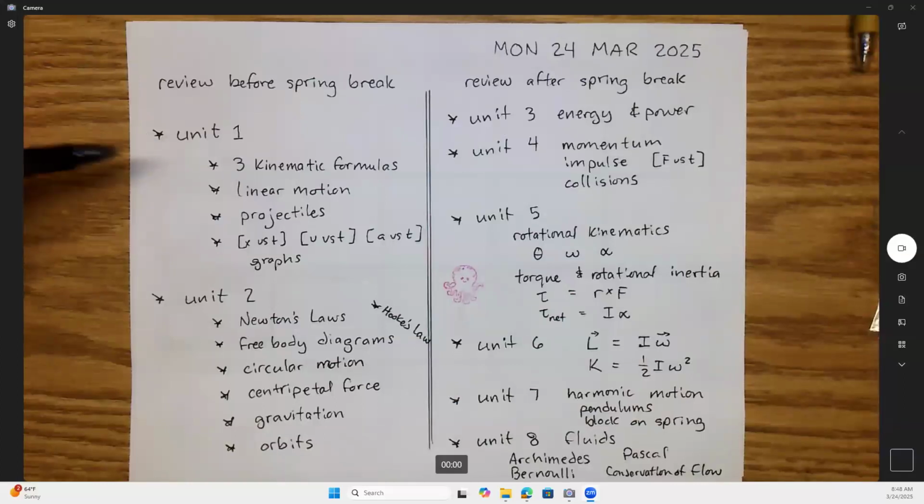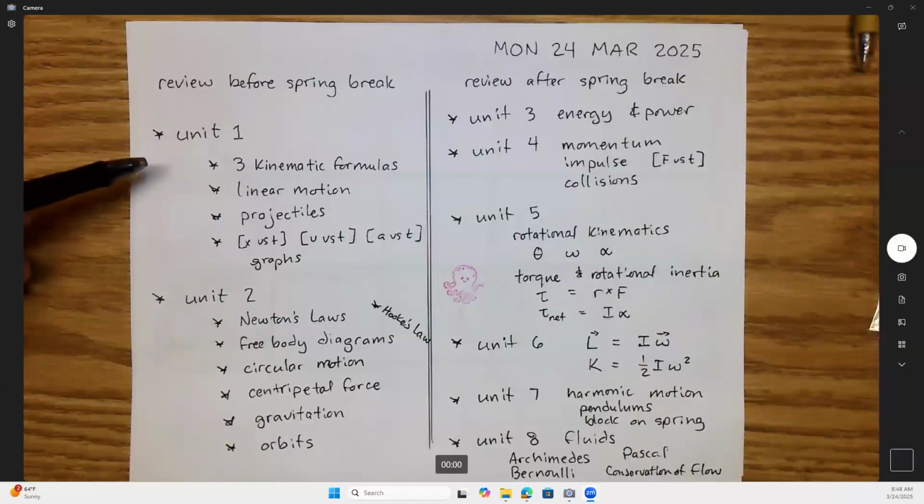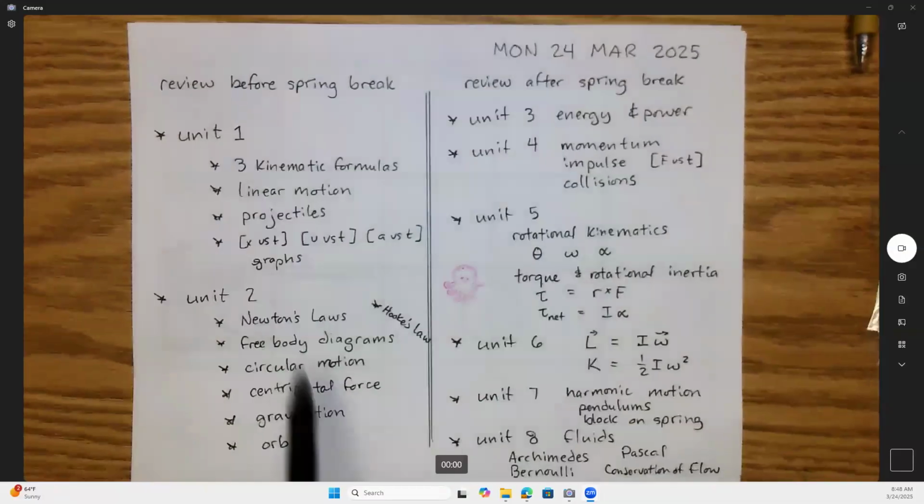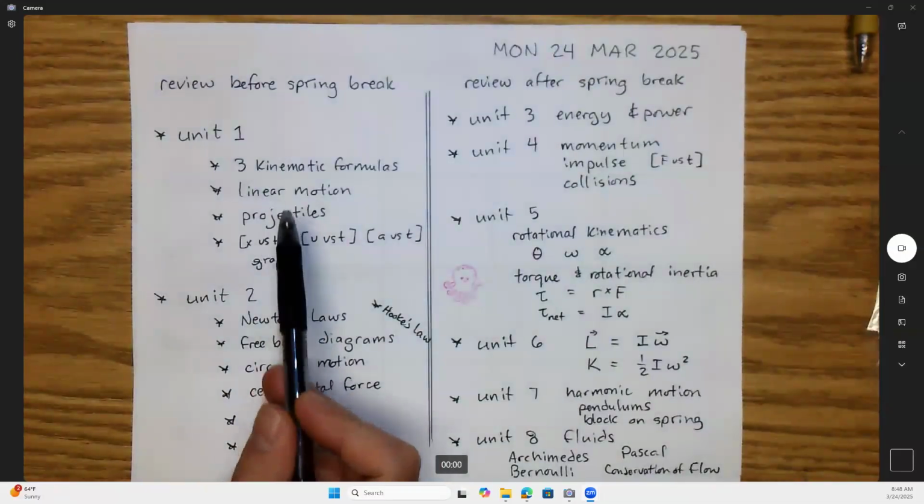Right, so Unit 1 by AP's book. So I'm going by AP's book. They did update this a few months ago. So Unit 1 is kinematic motion. You guys remember these three kinematic formulas I always have on hand? You guys remember those? And where do you apply those? Well, there's linear motion and there's projectiles. So 1 dimension and 2 dimensions.